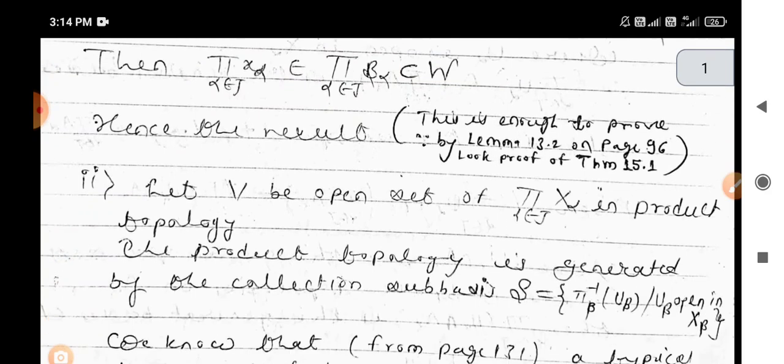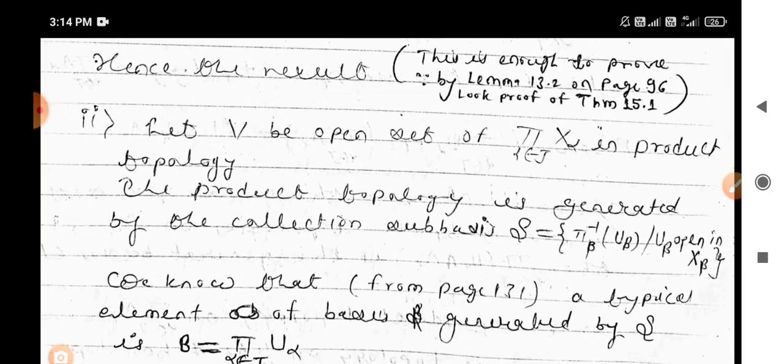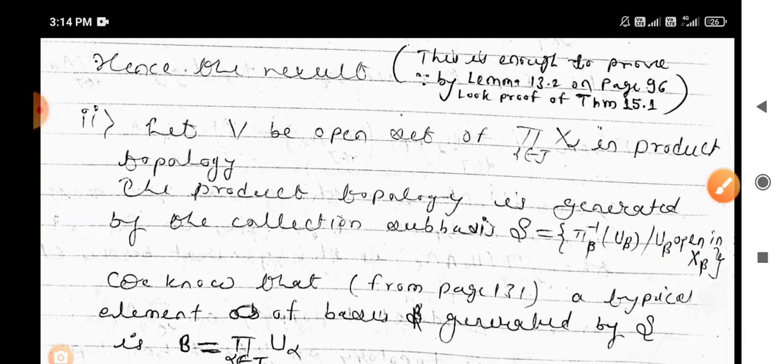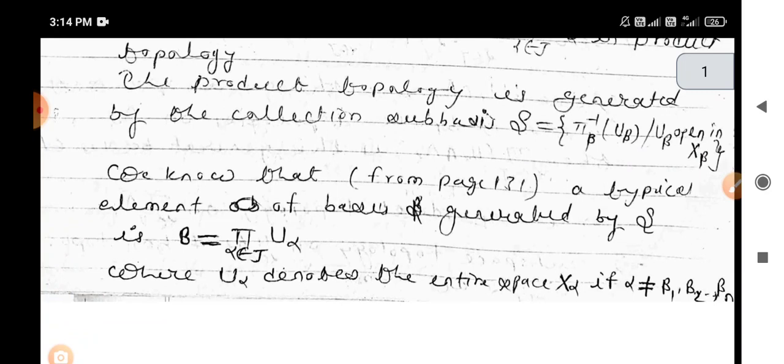Now see example number 2, with the open set and product of X alpha in product topology. The product topology is generated by the collection of subbases, as we already defined from the definition. Then what are the bases for the product topology? That basis B is equal to the product of U alpha, where alpha belongs to the index family.